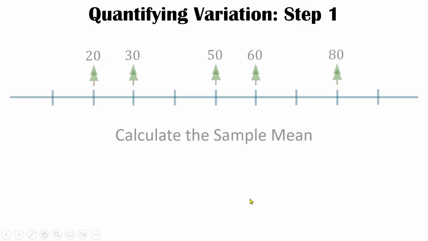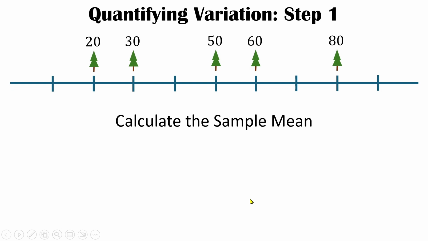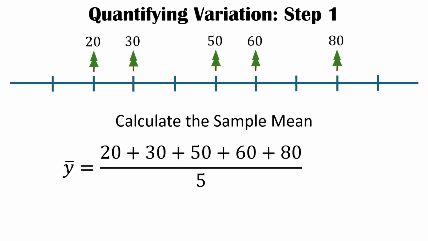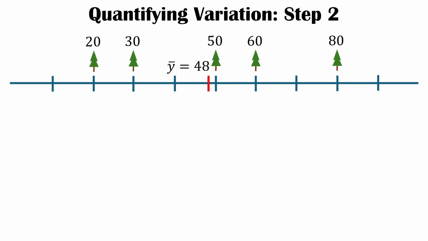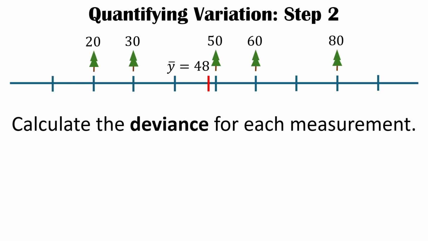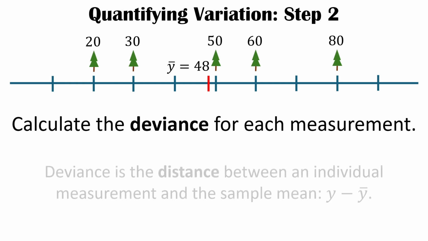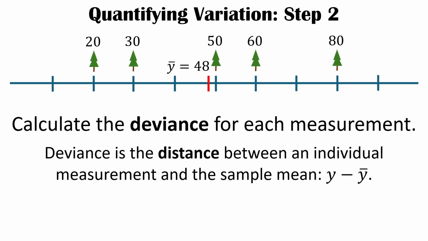So the first step to quantifying variation is to simply calculate the sample mean. So the sample mean would be all the data points added together divided by the number of data points. In this case, the sample mean is 48 centimeters. The second step is to calculate the deviance for each measurement. So what is deviance? Well, that's simply the distance between an individual measurement and the sample mean.